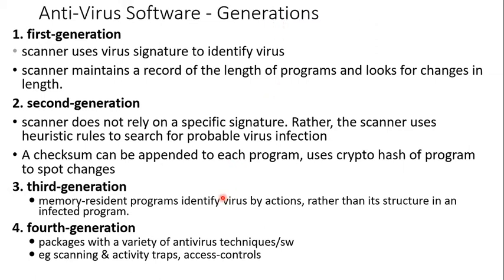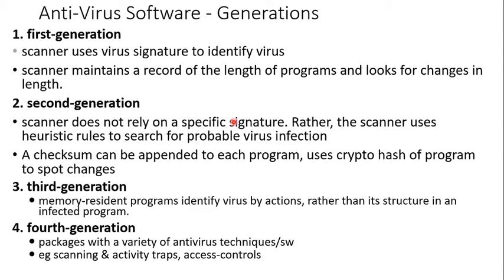Next, in the third generation, you don't only bother about whether your data file is modified. In the first and second generations, they only thought that if a file is modified or corrupted, then they could identify that it is affected with the virus.